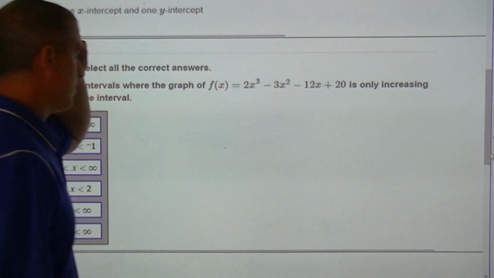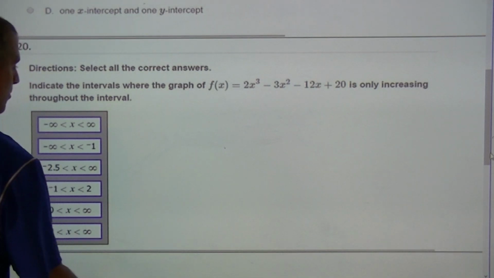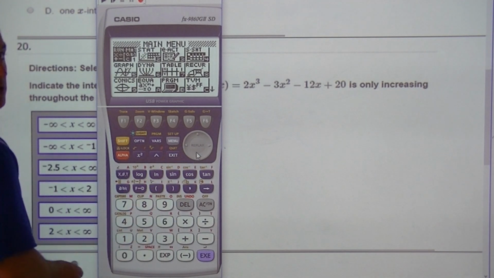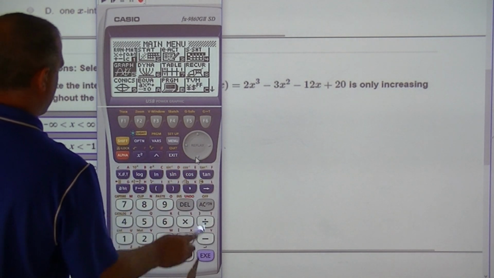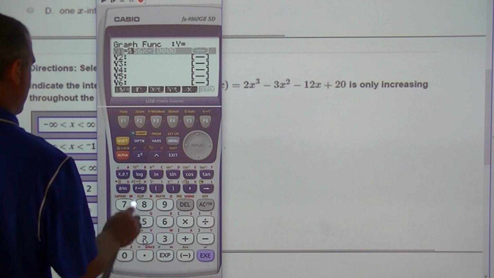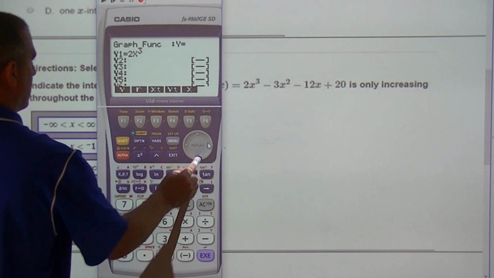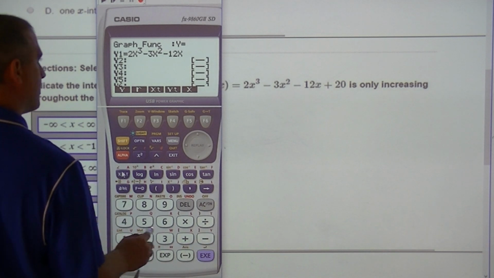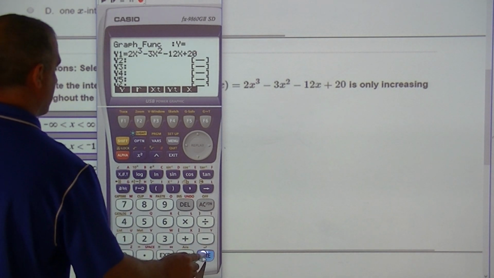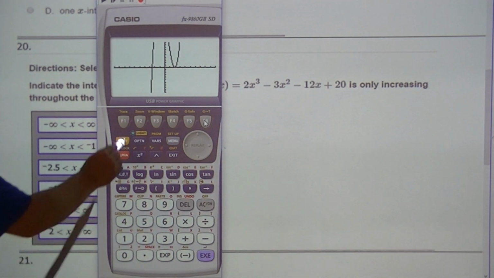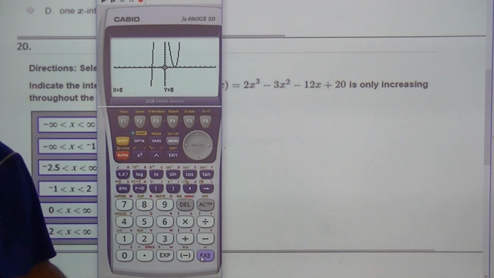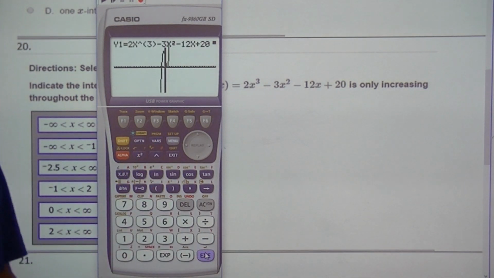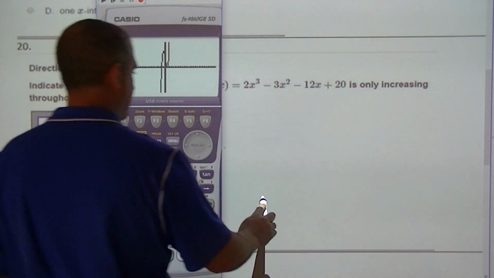20, intervals. Okay? Now, what I want to do is I want to make a rough sketch of this. Okay? So I'm going to use my graph. All right? So I got 2x cubed minus 3x squared minus 12x plus 20. Draw. Okay, I'm going to zoom out, execute, so I can see the whole thing. Still can't really see it. Zoom out, execute. That's good now. All right, so my rough sketch is this.